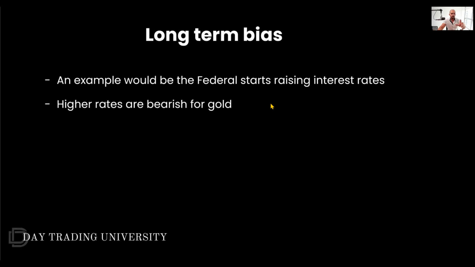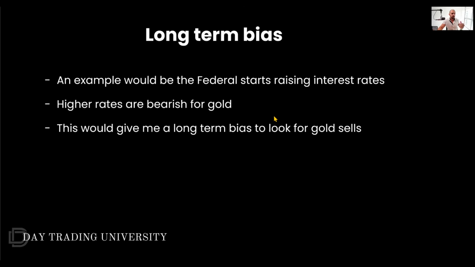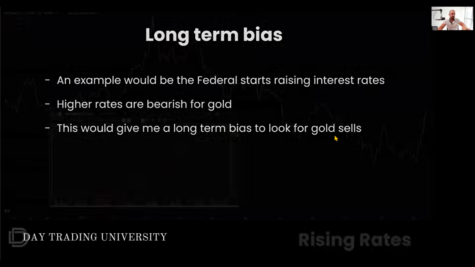Higher rates are bearish for gold, meaning the higher interest rates go, I'd be looking for gold to drop. This would give me a long-term bias to look for gold sells. Does that make sense? This is just an example of a long-term bias. I'm not saying do that right now, depending on when you're watching the video. This is just an example for long-term bias.